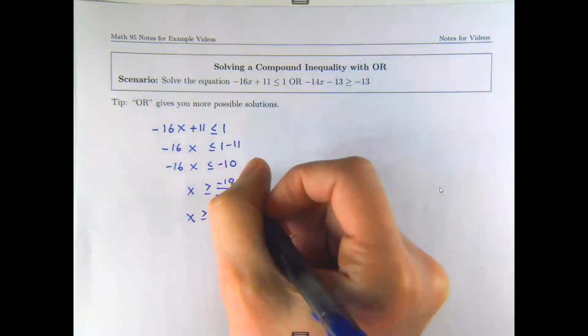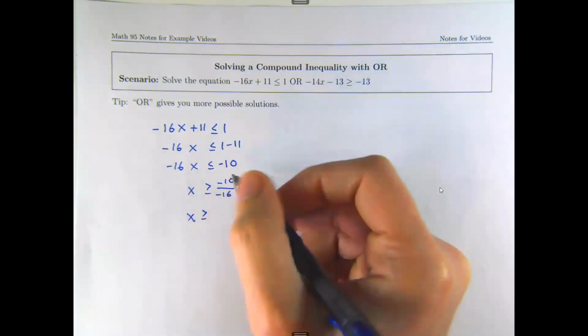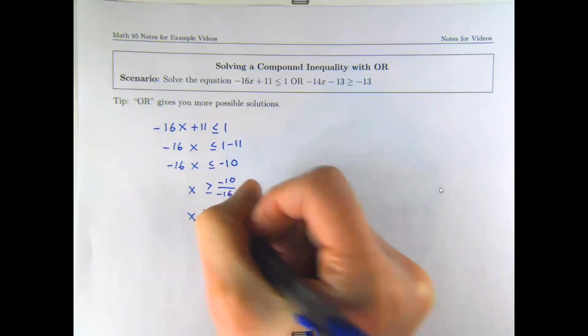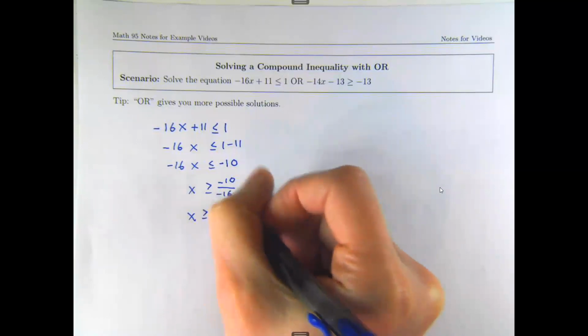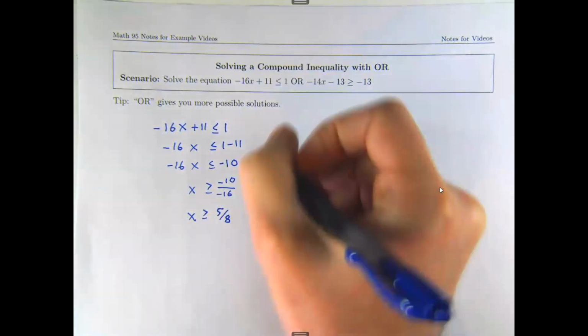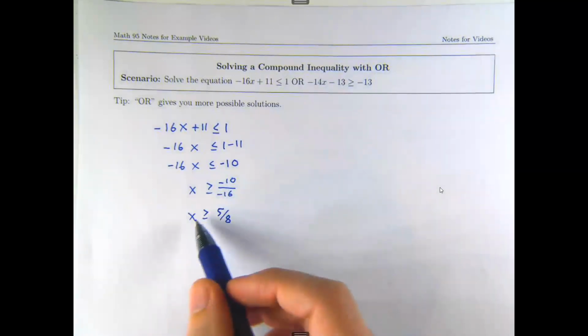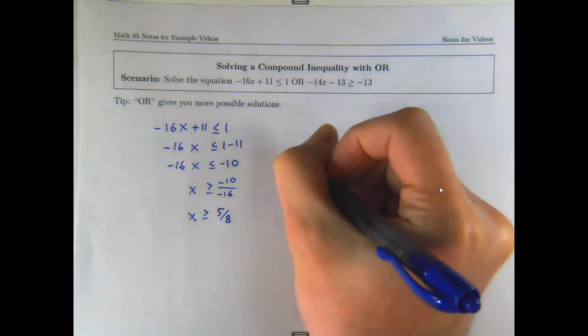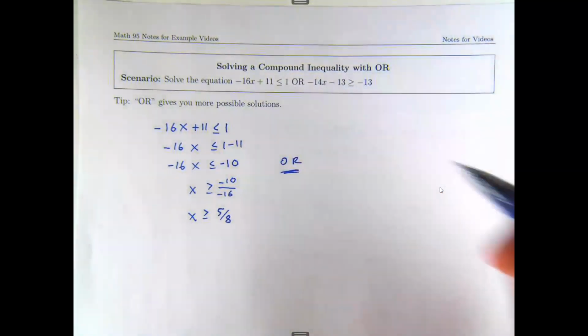and I'm left with 10 over 16. I can divide the top by 2, that gives me 5. I could divide the bottom by 2, that gives me 8. So any values of x that are greater than or equal to 5 over 8 is considered a solution. Or, I've got more options here.